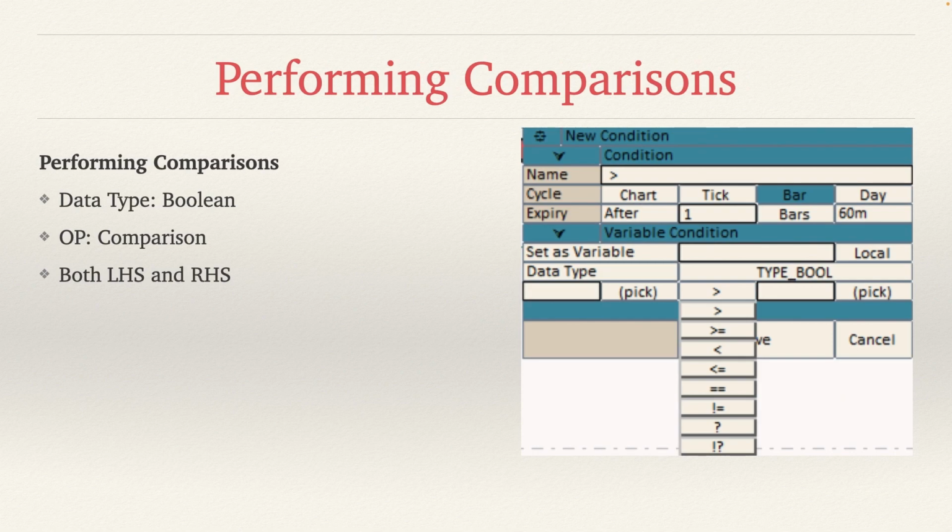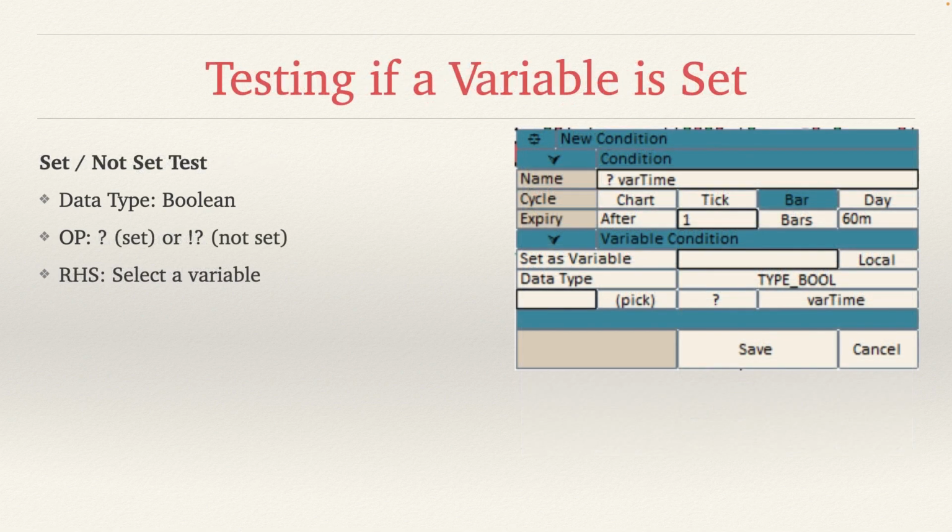To perform a comparison between two values or variables, select a data type of Boolean, and then either type in a value or select a variable from both the left-hand side and the right-hand side. The op button lets you select from the available comparison operators. Those last two comparison operators are unique to the variable condition dialog. The set or not set test is a unary test, meaning that it applies to only one variable. In this case, you will only be selecting a value for the right-hand side. If you type in a value instead or use the left-hand side, then the condition will have no effect and it will evaluate as false.